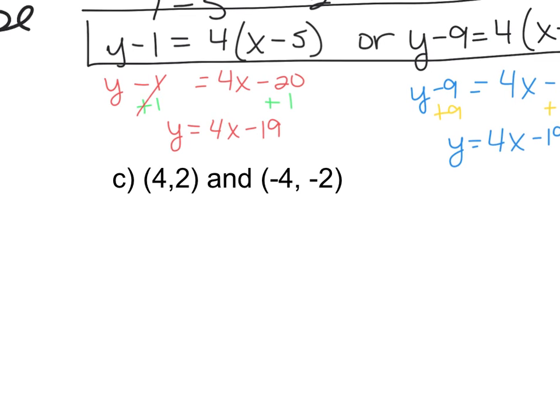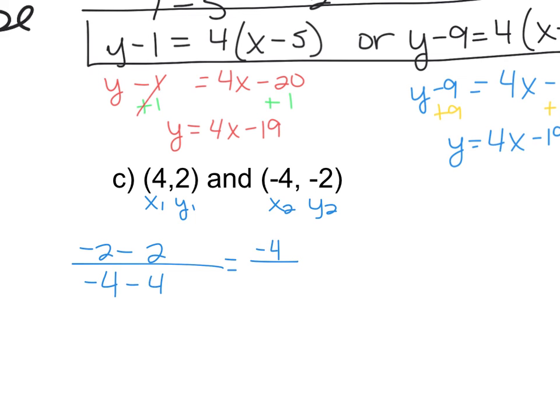Two more problems. I gave you some negatives. Good. x1, y1, x2, y2. So I've got negative 2 minus 2 over negative 4 minus 4. On top, negative 2 minus 2 gives you negative 4. Negative 4 minus 4 is negative 8. A negative divided by a negative makes that positive, and 4/8 turns into 1/2.